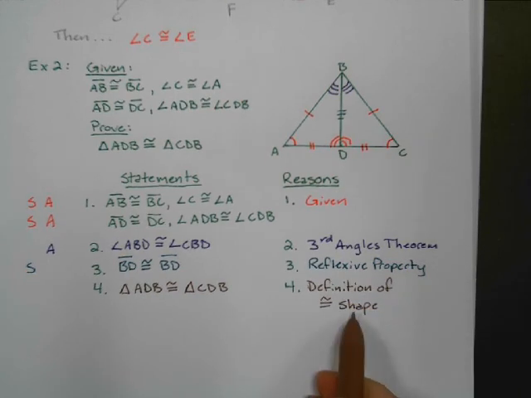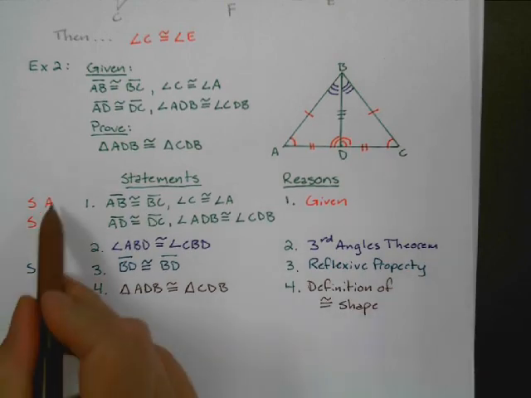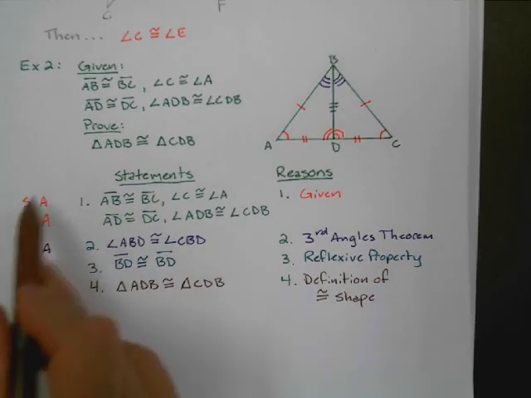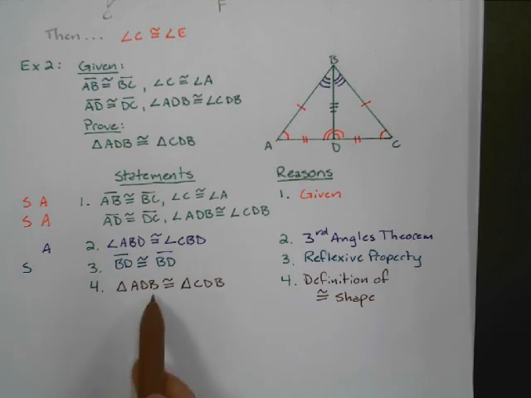The definition of congruent shapes says that if all the sides and all the angles are congruent, then the shapes are congruent. Well, I just proved that all the sides and all the angles are congruent. So now I can say that the 2 triangles are congruent. And that is a 2-column proof. It's lovely. We'll practice those a lot.